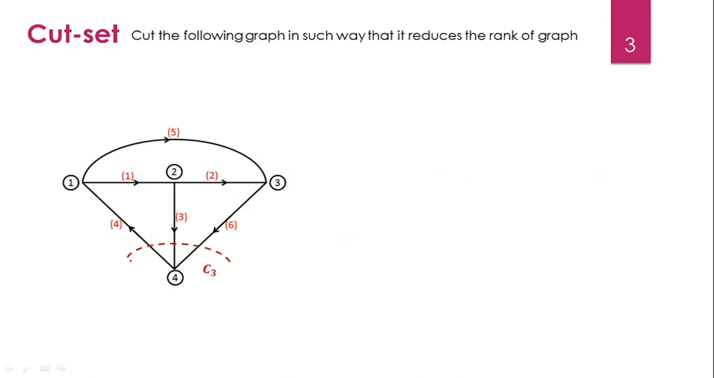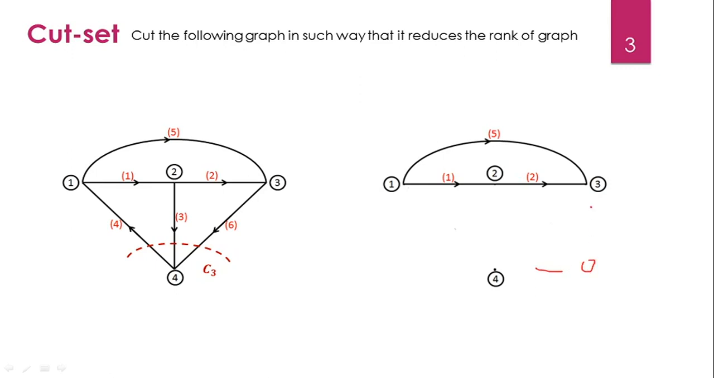Can we have a third cut, where we can remove branches 3, 4 and 6? So branches 3, 4 and 6 are removed and we got this. The rank here is again 0 and 2. So 2 plus 0 is 2. The rank is reduced by 1.